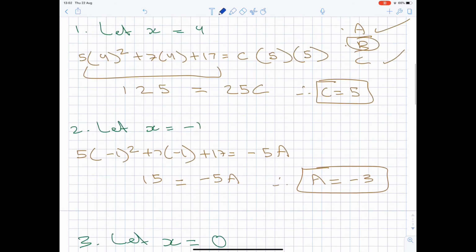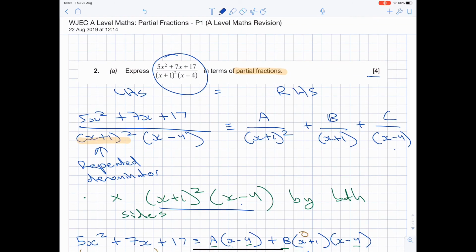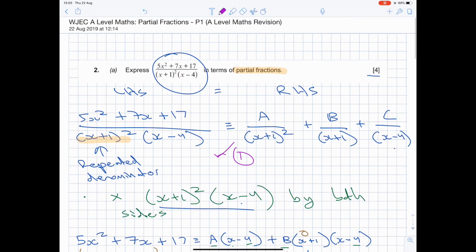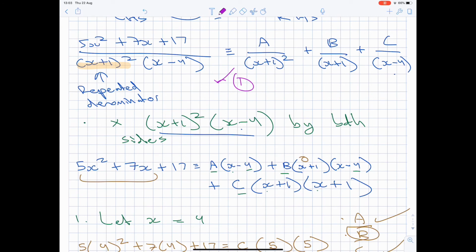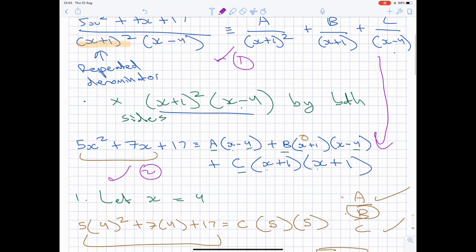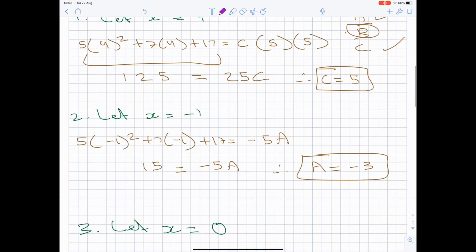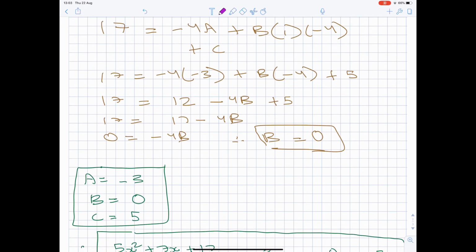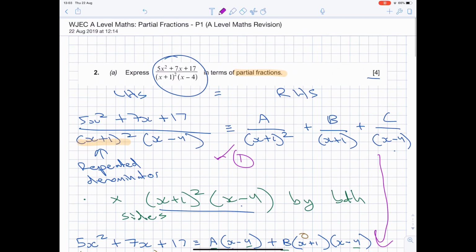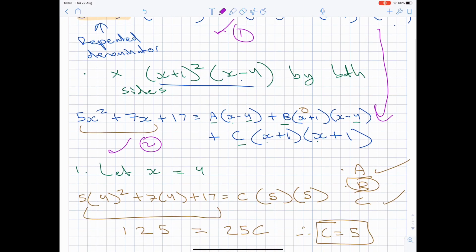Let's go right to the start and see where the marks are. I'm going to do this in purple here. First mark is writing the general form, A, B, C. So that's your 1 mark there. The second mark comes from going from this stage into that stage. So that's your 2 marks there. And finally, we've got 4 marks. The final mark is going to be getting all these letters here, so that's your final mark there. And that means you can get 4 marks on this question like this.